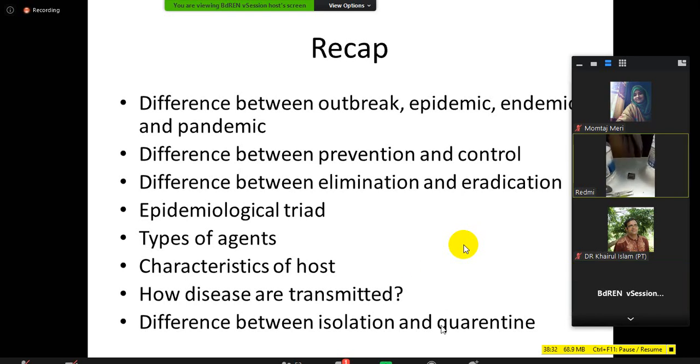What is rotavirus? Rotavirus is the cause of childhood diarrhea. Rotavirus cannot pass directly from a sick child to another child. It goes through polluted water. If a child is exposed to that polluted water, only then will that child get diarrhea. That's why this triad is very important.